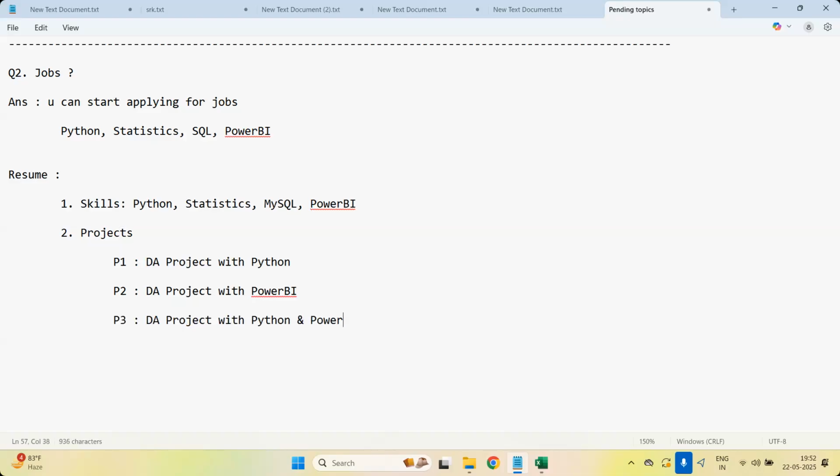Just add these 3 different types of projects in your resume and start applying to companies after 3-4 days. In 4 days, once your Power BI is completed, you can start applying. Now itself, without completing Power BI, you can apply with only Python. Generally in data analytics, one programming language is required, and one tool is also required. And the more popular tool is Power BI, rather than Tableau and Excel.